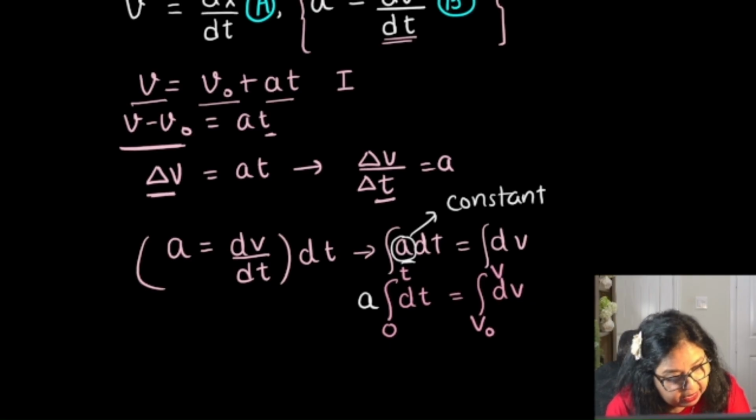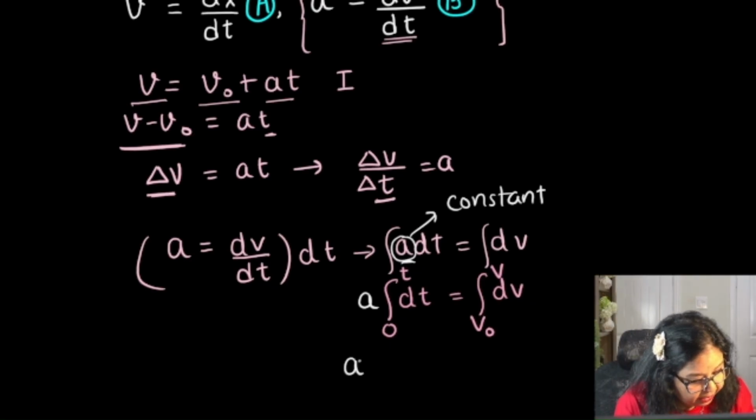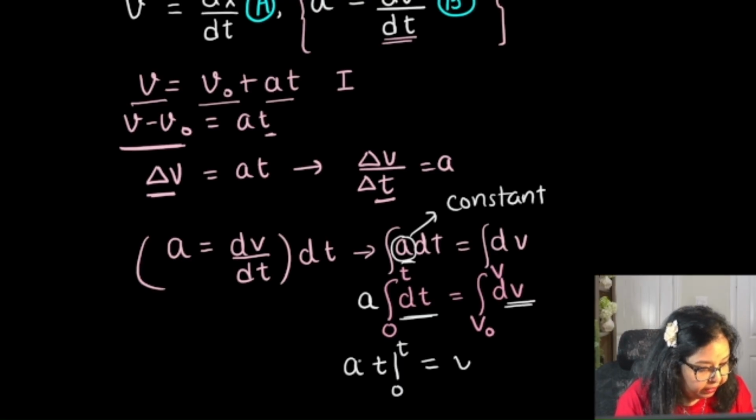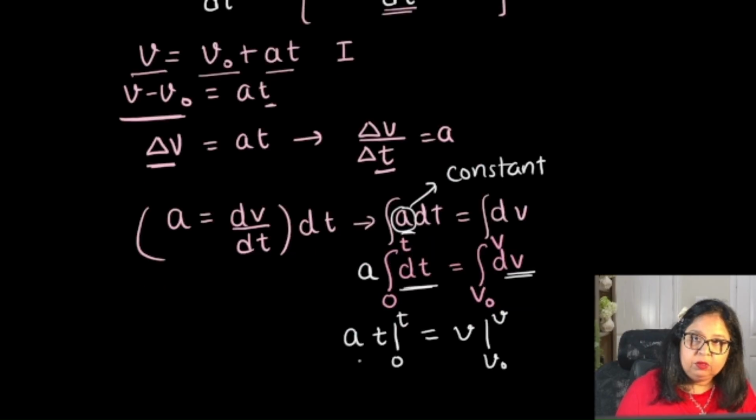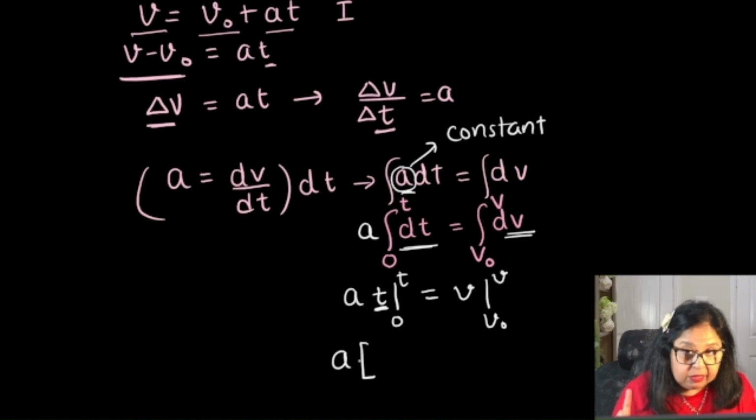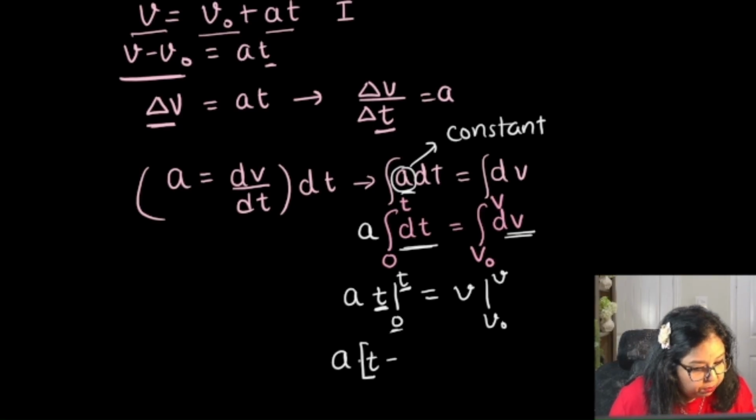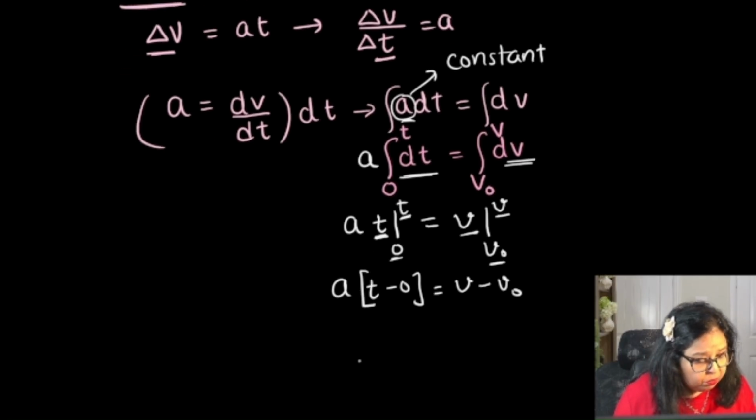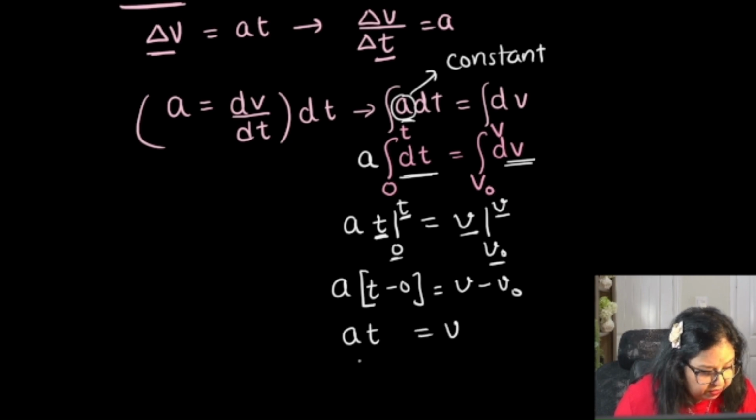Okay, what do we get next? We get A, the acceleration, and the integral of dt, that gives us t, where t's value is going from 0 to t. And integral of dv, that gives us v, where the value of v changes from v naught to final velocity v. What does this give us? This gives us A times this t, this is a variable. Its value is going to be equal to the upper value, the top limit t, minus the lower limit 0, equals what? V's first value will be the top limit v, final velocity, minus lower limit v naught. Okay, this is at equals v minus v naught.